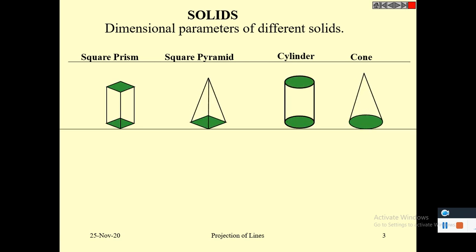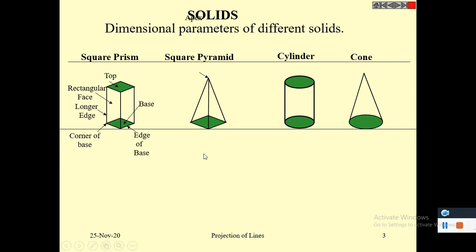Let us see the different types of solids. There is a square prism, a square pyramid, a cylinder, a cone. This is called the top, and four faces are there. Longer edge, corner of base, edge of base.